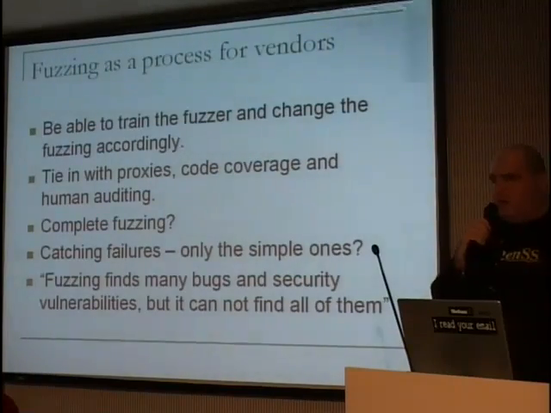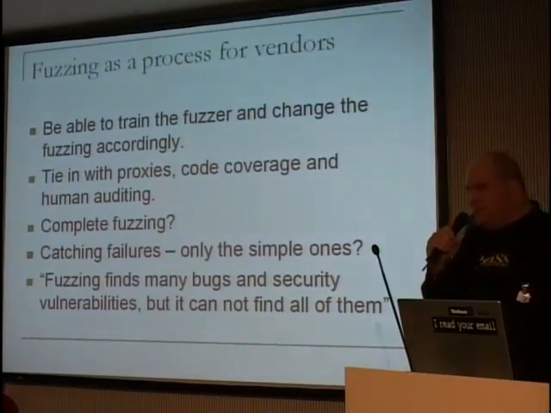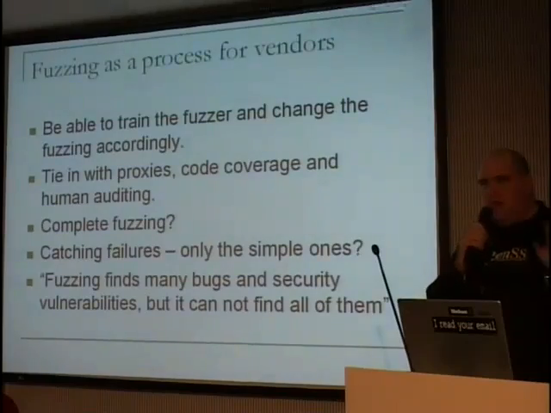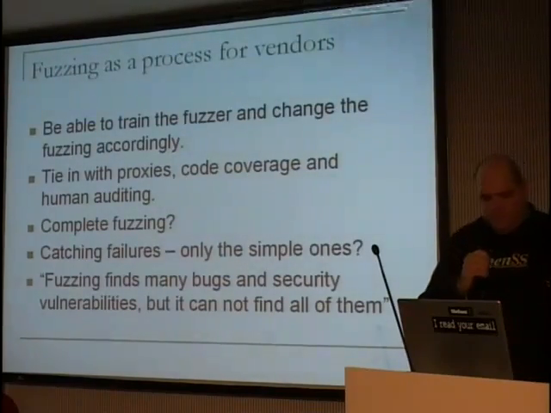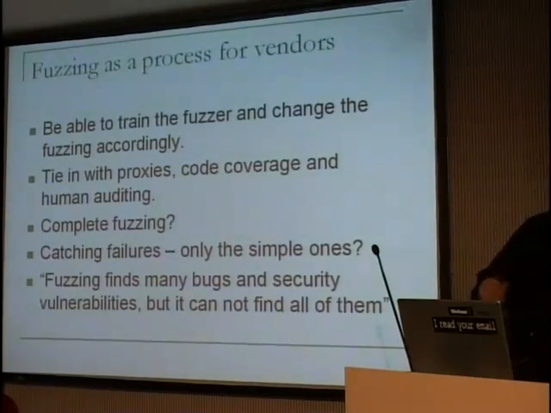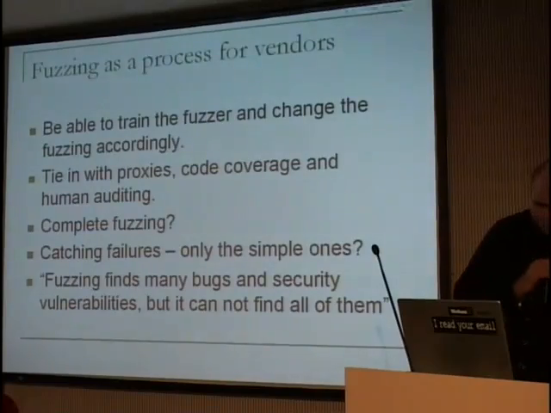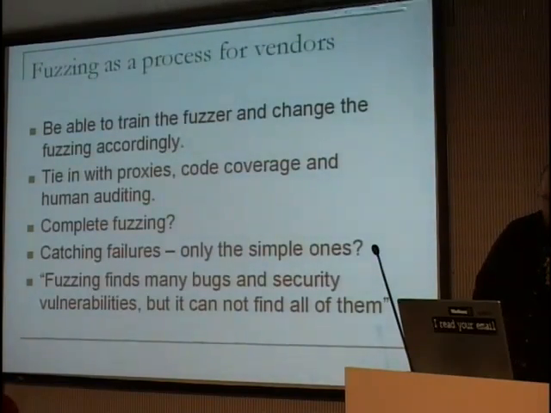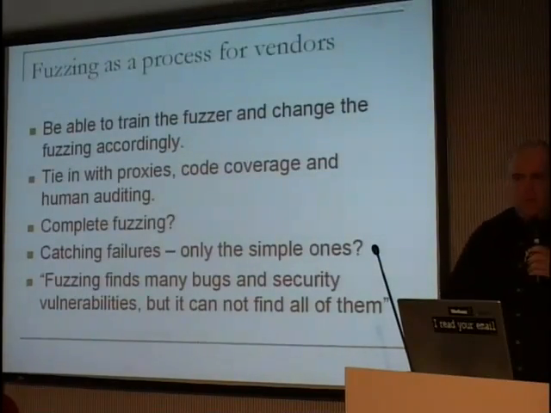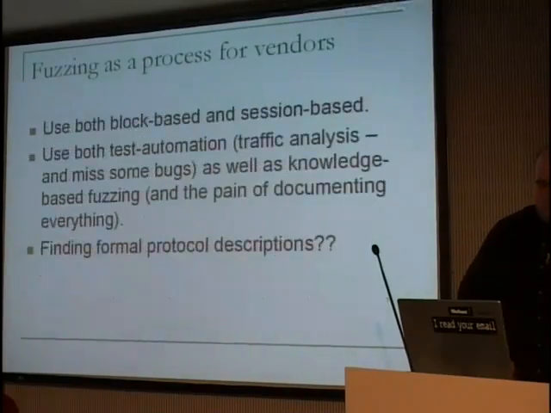That said, unless we are actually software testing engineers or QA engineers, there is no reason for us not to do other types of fuzzing. There is no reason for us not to do other types of fuzzers that will test for specific issues. So catching failures, we discussed that. And finally, and this is a quote, fuzzing finds many bugs and security vulnerabilities, but it cannot find them all. That goes without saying, as hey, it's testing, it can only prove bugs exist.